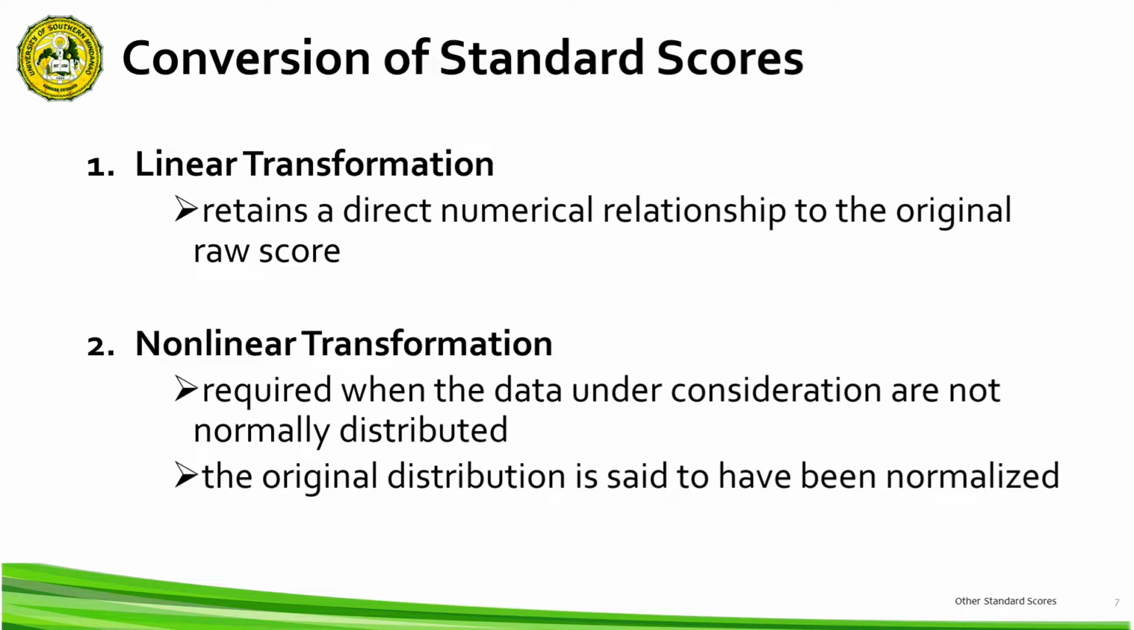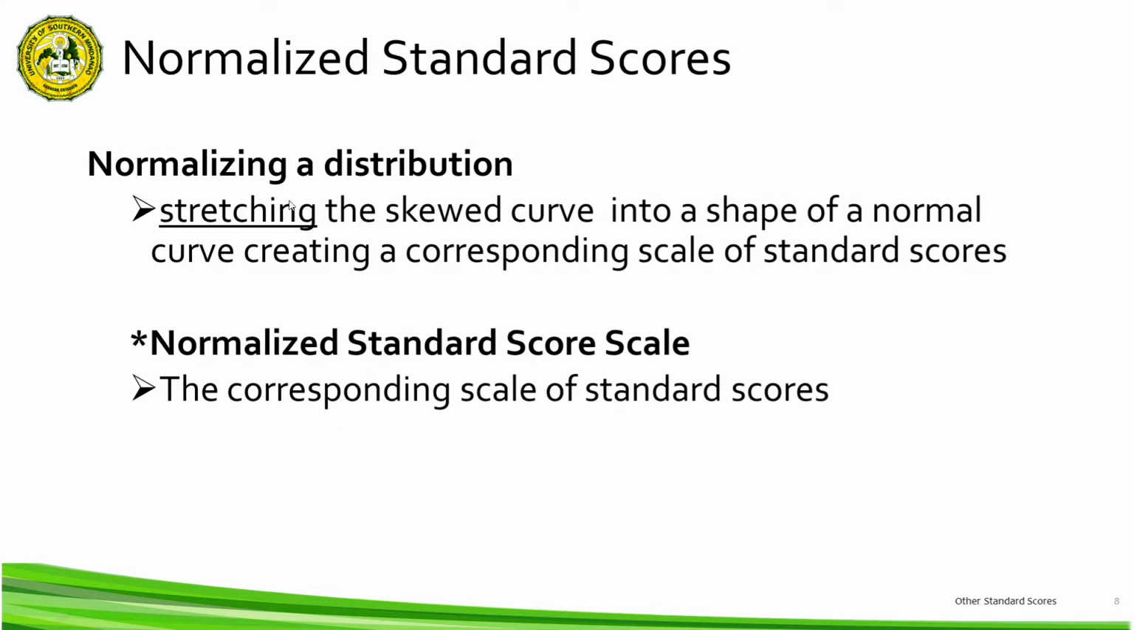There are some instances where even after testing very large samples with an instrument under development, the test yields skewed distribution results. As an alternative, test developers normalize the distribution. They stretch the skewed curve into the shape of a normal curve, a process called normalizing a distribution, which creates a corresponding scale of standard scores, technically referred to as a normalized standard score scale.